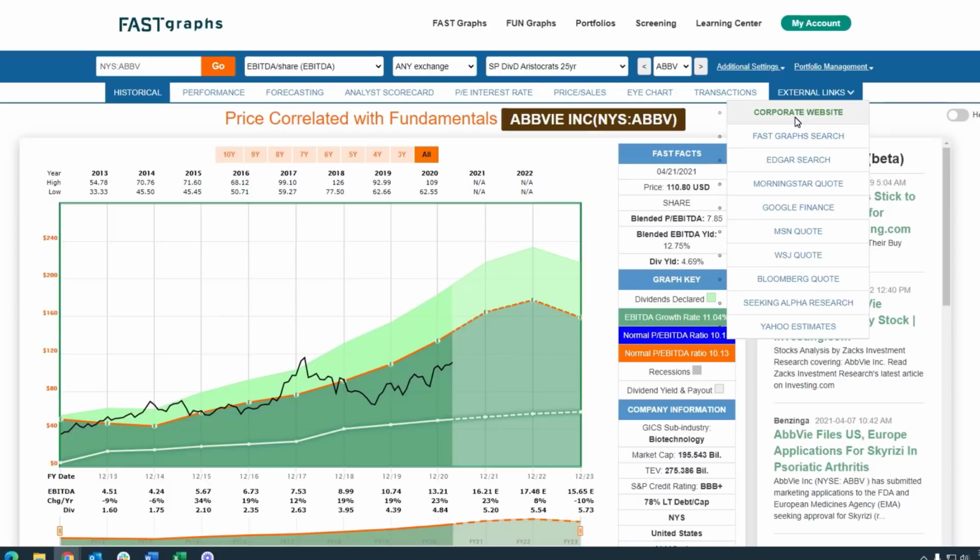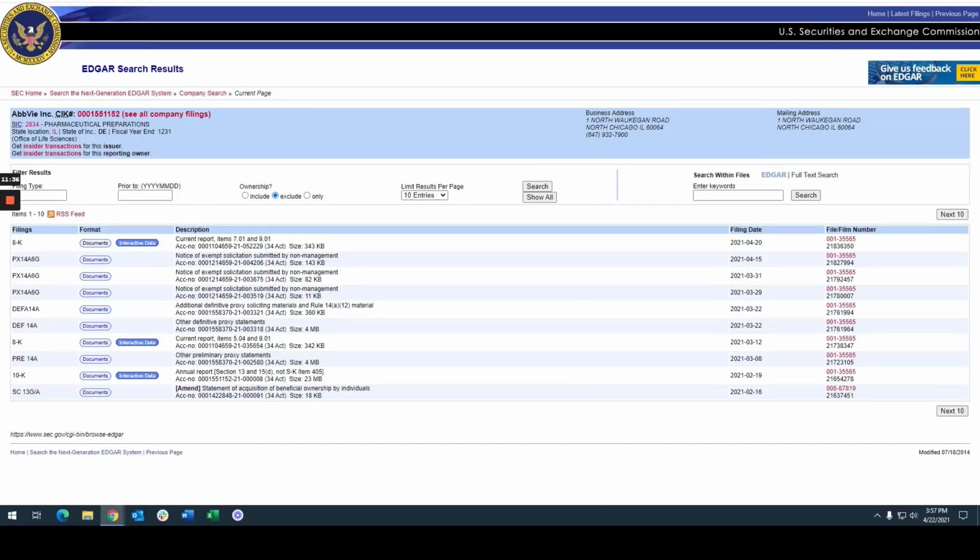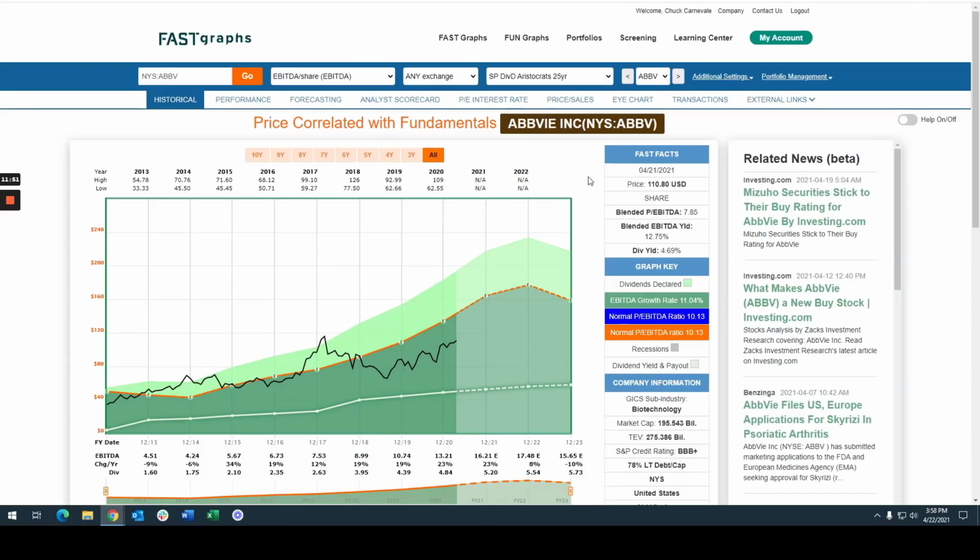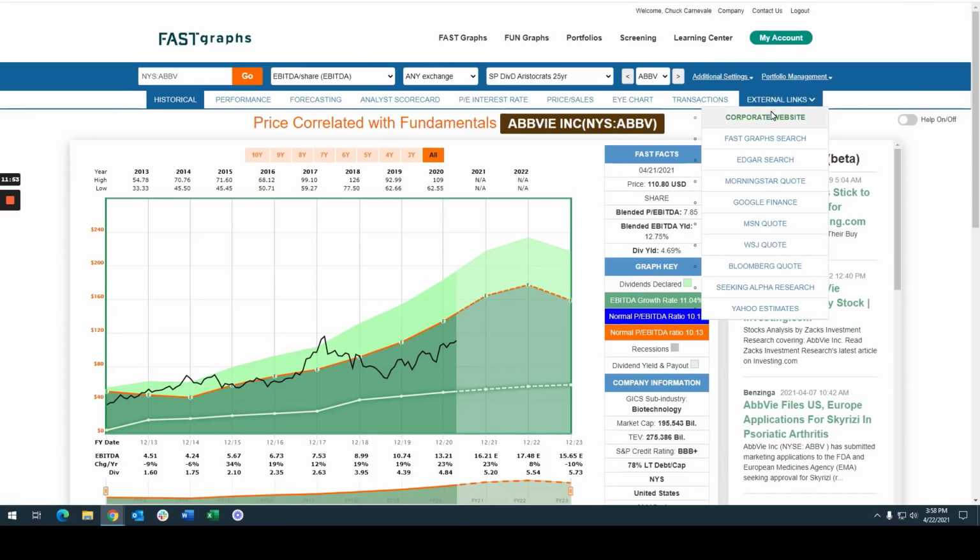The next thing that I like to go through is Edgar. Okay, and I'm going to actually bypass this step here, but here's where I can look at the 8Ks, the 10Ks, all the financial statements, and I can actually get them and dig into them. Now, in the forthcoming version of FastGraphs, we're going to have these things already loaded in FastGraphs, so that's going to be an area of efficiency that I'm really looking forward to.